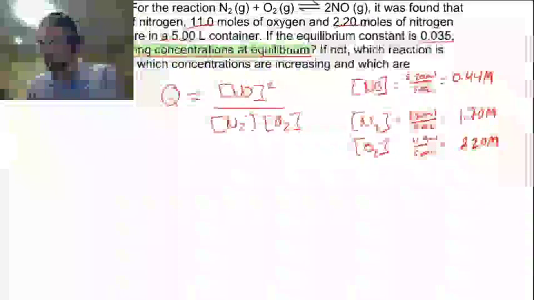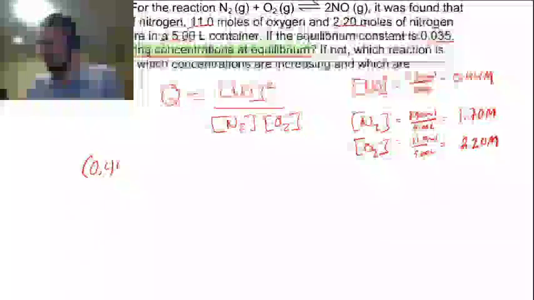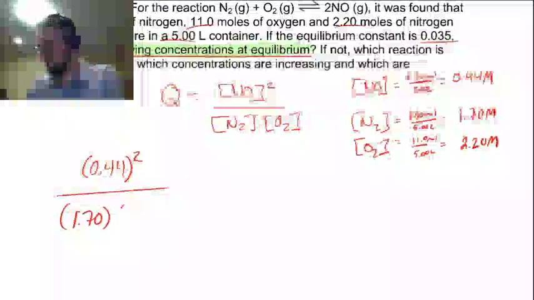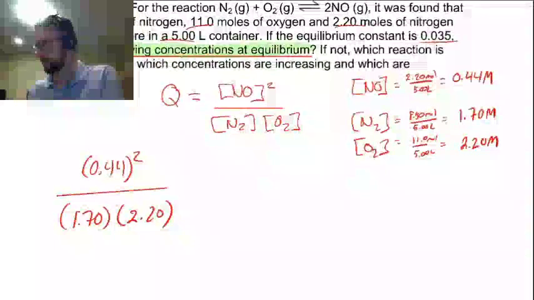Okay, so let's do this Q calculation. We're just going to punch these numbers in: 0.44 squared divided by 1.70 divided by 2.20. I'm going to get that calculator out again that you can't see. Do not forget the squares. Do not forget how to input values that are in the denominator. So be very careful about those things.